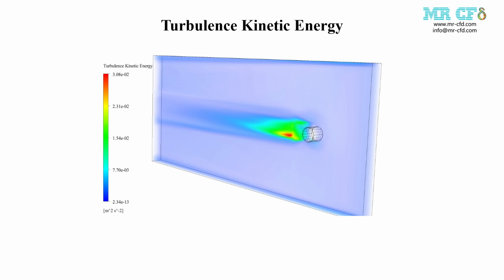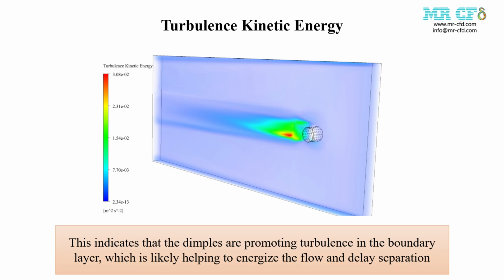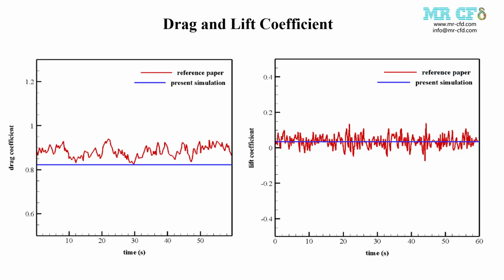The turbulent kinetic energy contour shows low levels in the free stream, then significant increase in turbulent kinetic energy in the wake region, and also highest levels immediately behind the cylinder. This kind of distribution indicates that the dimples are promoting turbulence in the boundary layer, which is likely helping to energize the flow and delay separation.